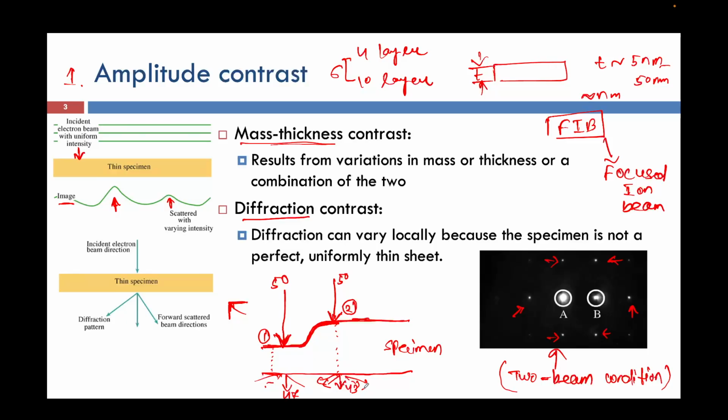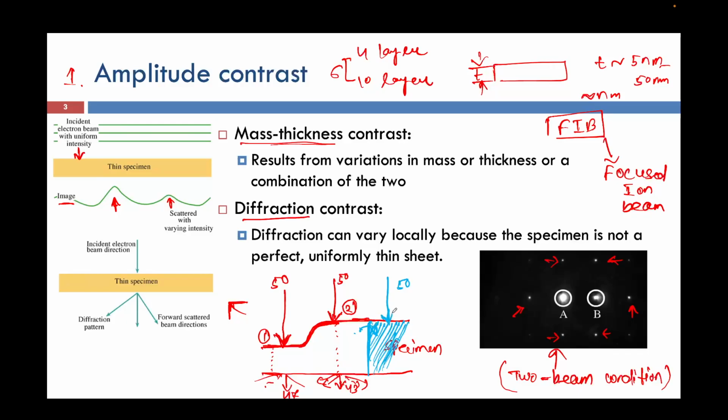Let's say in a special case, another case, 50 electrons are coming. However, in this part of the material, the mass is so heavy, okay? It is so heavy that this mass is different from this mass. So this mass is heavy.